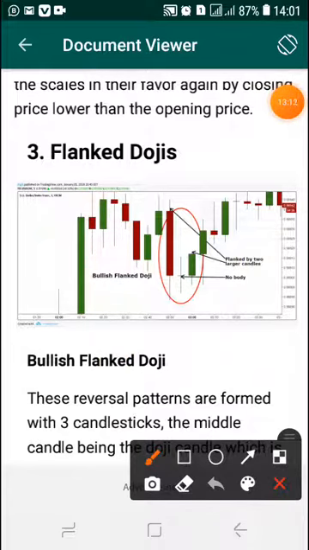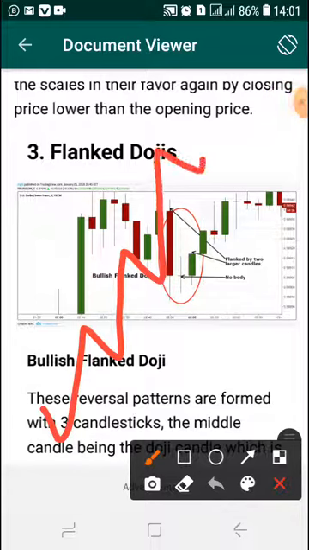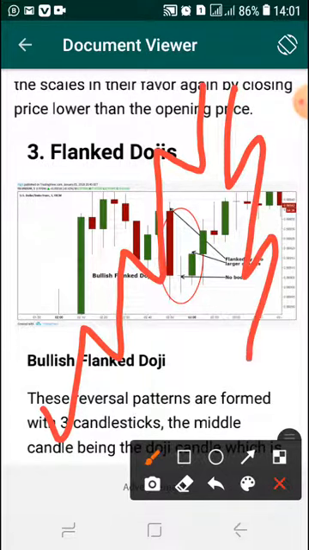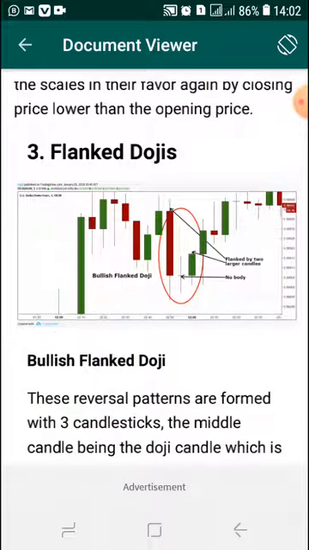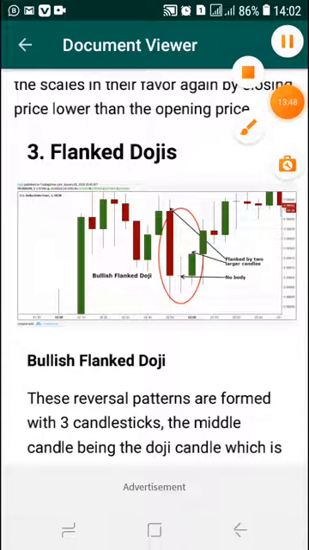A doji will appear either in a bullish market or in a bearish market. A doji may appear right here to tell you that the market is going up, or somewhere else to tell you that the market is coming down. So a doji is a reversal pattern. A hammer is a reversal pattern. These are not continuation patterns or candlesticks. We have continuation, and we have reversal, which is the same as retracements.